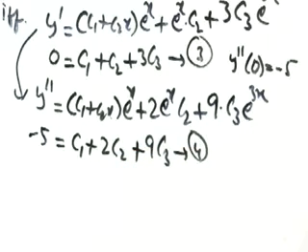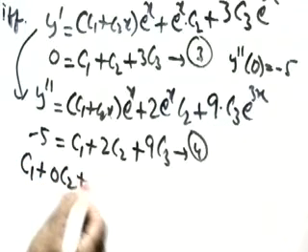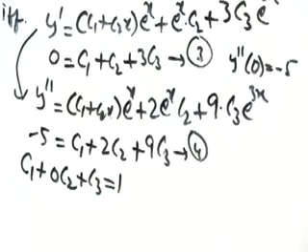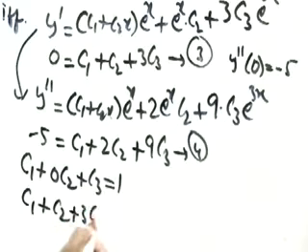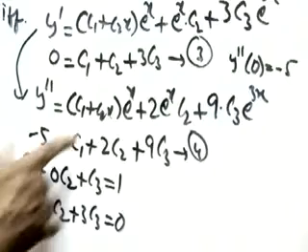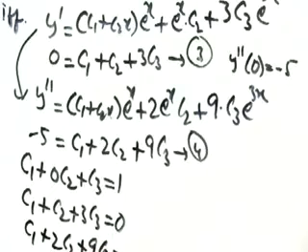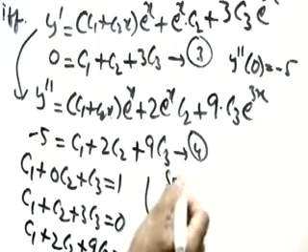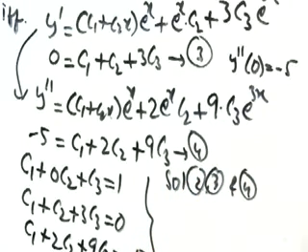Let me denote this as 4. Now we are getting three equations here. The first equation is like this: c1, you don't have c2, you write 0 c2, plus c3 equals 1. This is equation 2. Now equation 3 is c1 plus c2 plus 3c3 equals 0. Equation 4 is c1 plus 2c2 plus 9c3 equals minus 5. So let me solve this. When we solve equations 2, 3 and 4, we'll get the values of c1, c2, c3.